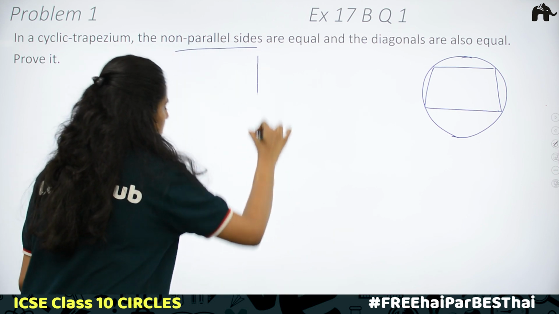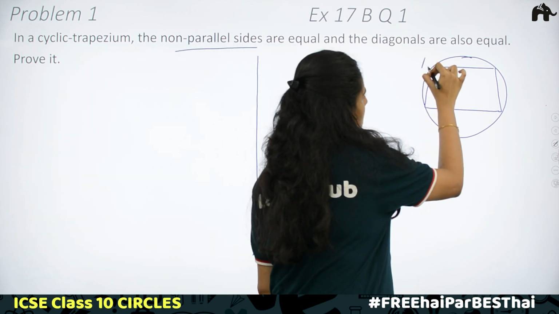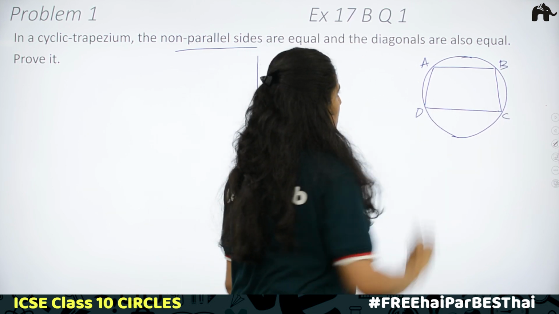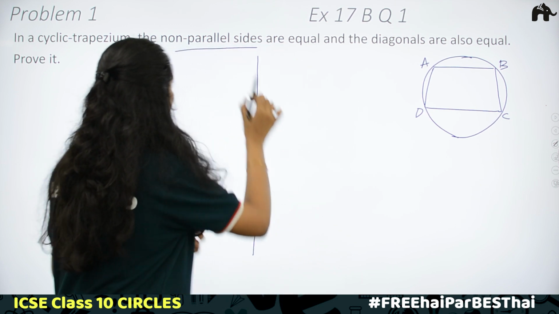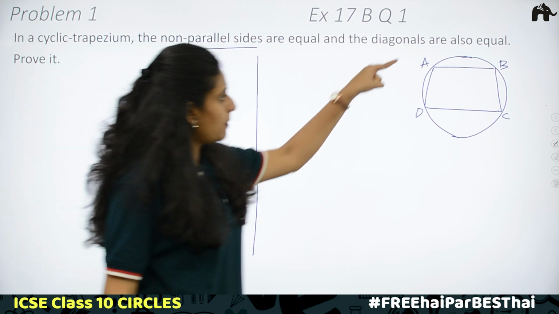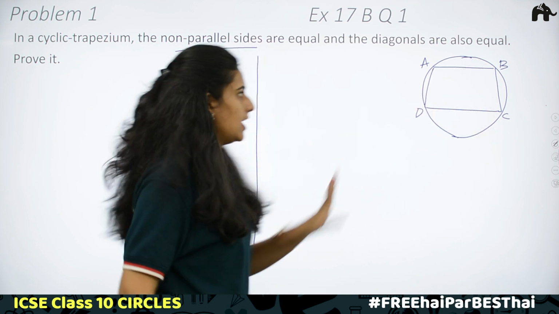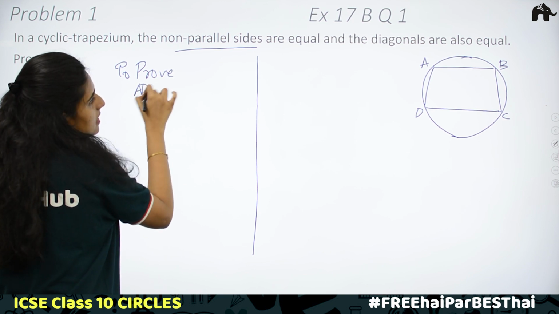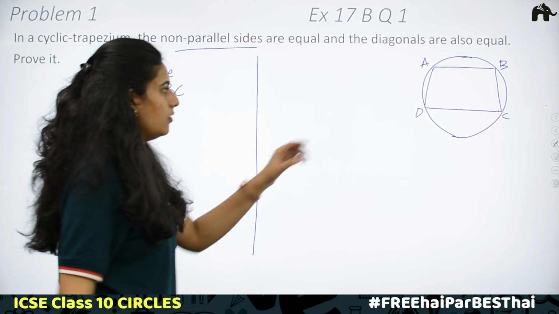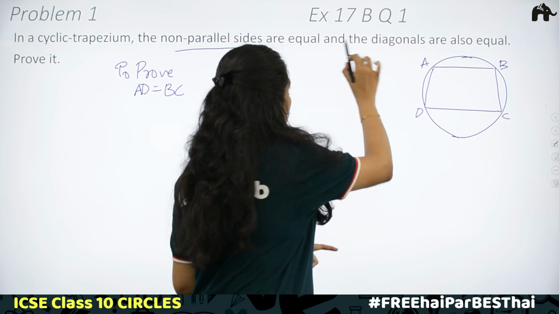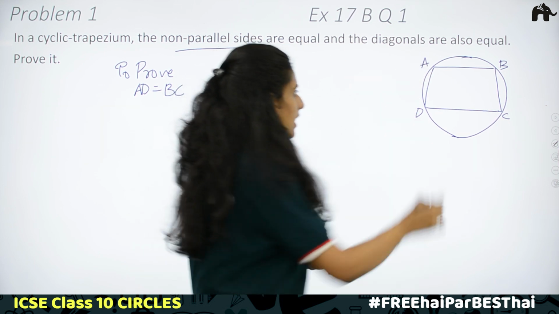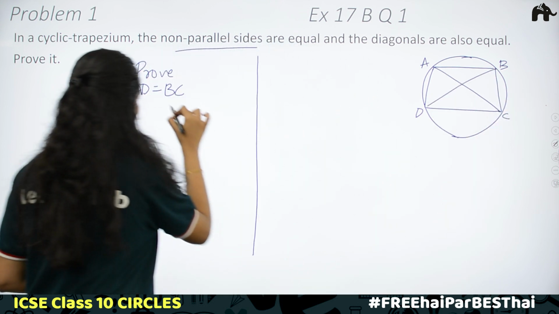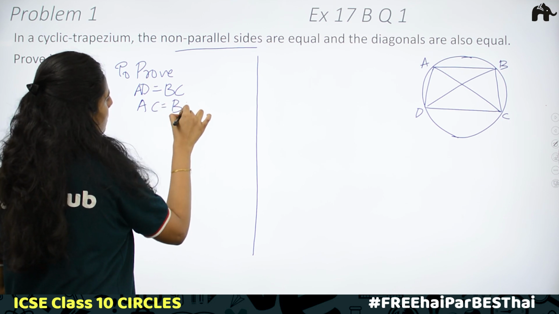Now here let us take this as trapezium ABCD. In this ABCD, we have to show that the non-parallel sides are equal. AD and BC are the non-parallel sides. To prove AD is equal to BC is the first one that we have to prove. Then we have to prove that the diagonals are also equal. AC is one diagonal and BD is the second diagonal. We have to show AC is equal to BD.